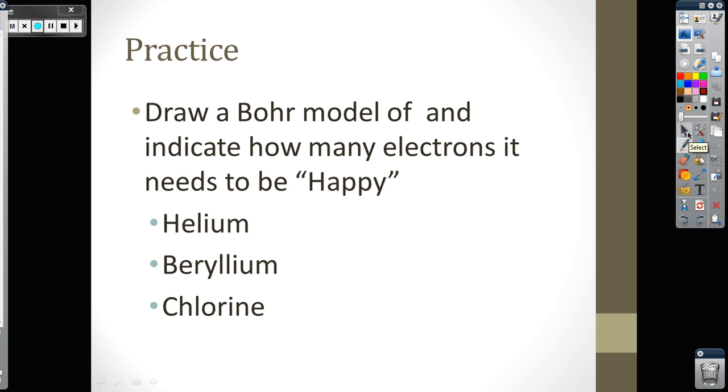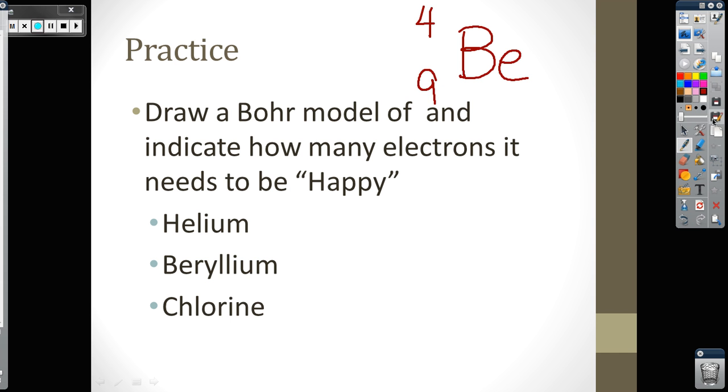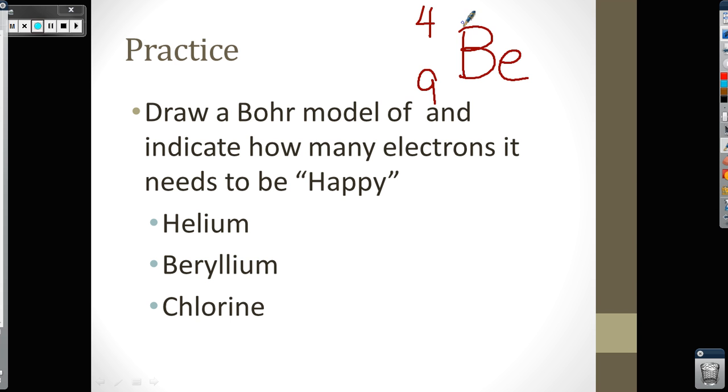Looking on the periodic table, here's what beryllium looks like. The atomic symbol is Be. That stands for beryllium. The atomic number is 4, and the atomic mass is 9. So what does that tell me about the number of protons in beryllium? It tells me that beryllium has 4 protons, and that beryllium has 5 neutrons. The way that I figure out the neutrons is I take 9 minus 4 equals 5 neutrons.